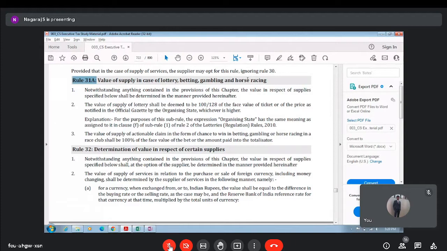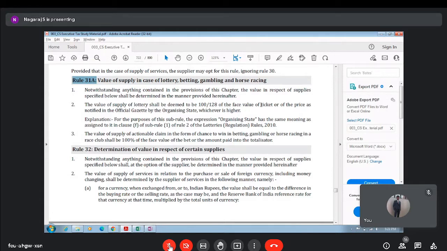Notwithstanding anything contained in the provisions of this chapter, the value in respect of supplies specified below shall be determined in the manner provided hereinafter. The value of supply of lottery shall be 100 divided by 128 of the face value of the ticket.